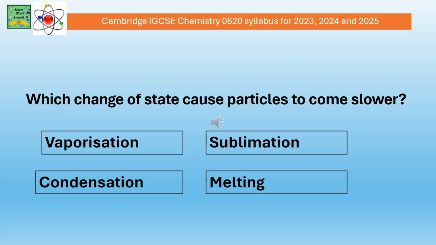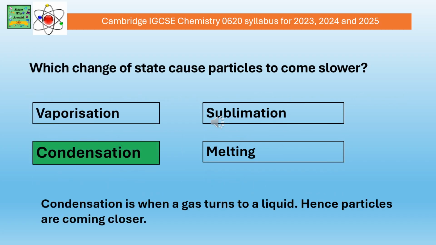Which change of state causes particles to come closer? Vaporization, sublimation, condensation, or melting? The correct answer is condensation, because condensation is a phase change where the gas changes to a liquid, thus bringing the particles closer to each other.